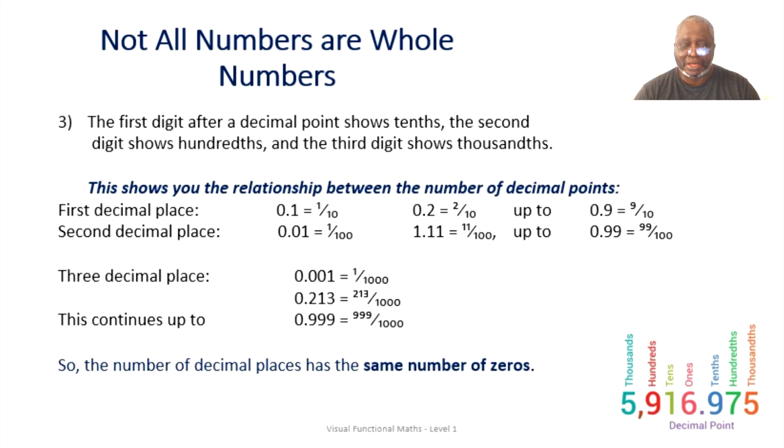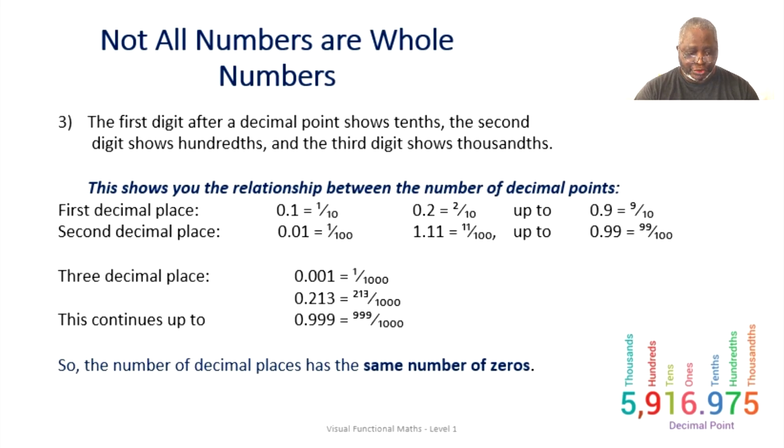But what does that mean? Let's take a look at this. The first digit after a decimal point shows tenths. The second digit shows hundredths. And the third digit shows thousandths. Note that I say thousandths. I emphasize the TH for you to know how to pronounce decimal places. The first digit shows tenths, the second digit shows hundredths, and the third digit shows thousandths.